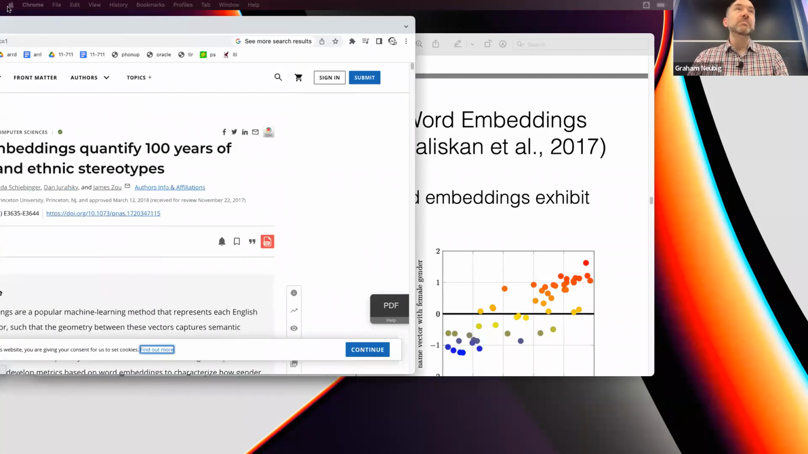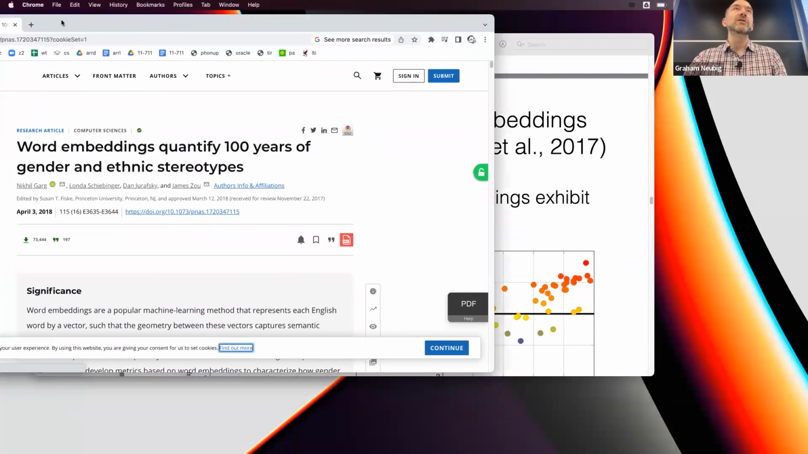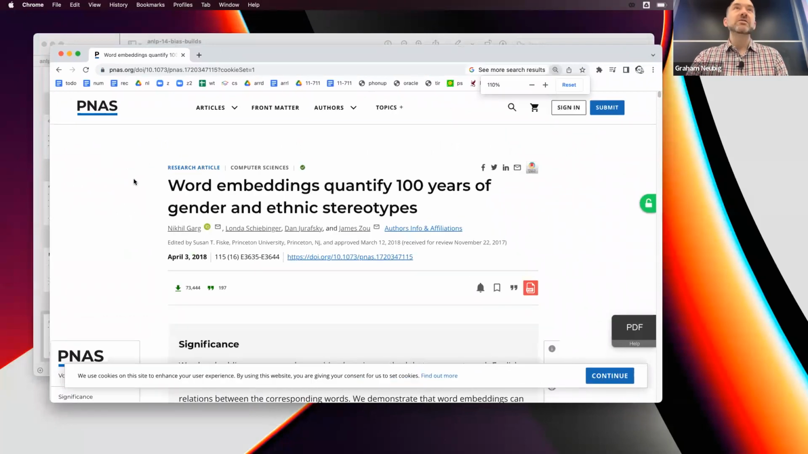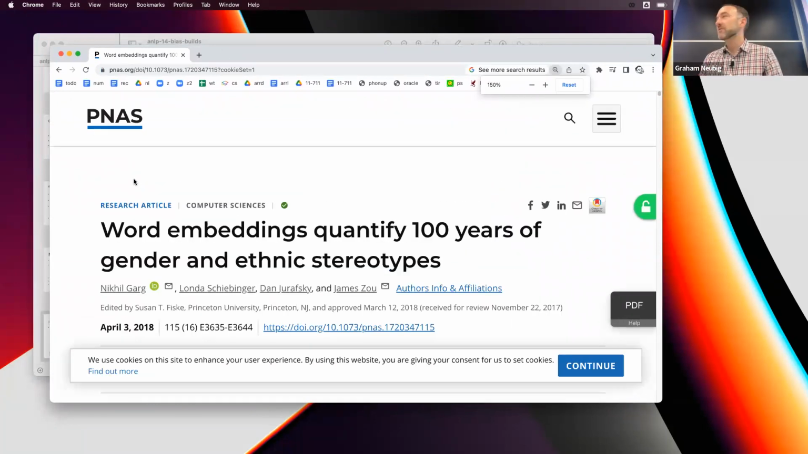This is an amazing paper. It was really eye-opening for me: word embeddings quantify 100 years of gender and ethnic stereotypes. I warn you that you probably don't want to read it if you don't like reading the ugly history of the US, where there was lots of racial and gender discrimination. Not saying that there isn't now, but it was a lot worse 100 years ago. Basically, word embeddings trained on text from certain time periods fairly closely track the racial stereotypes of those time periods.